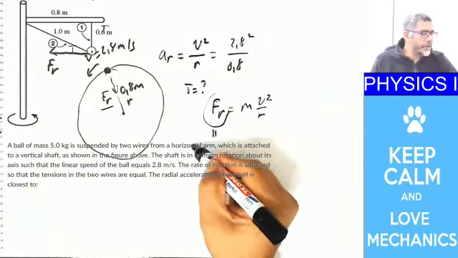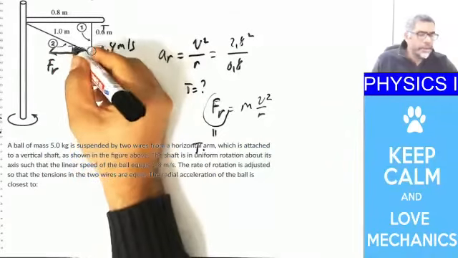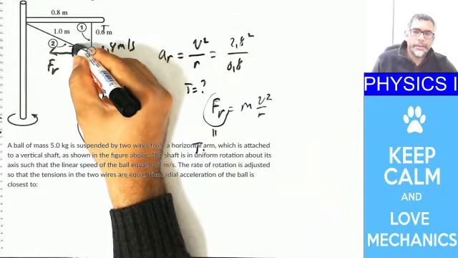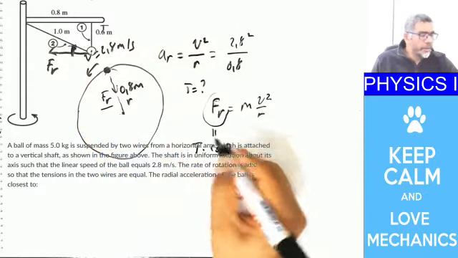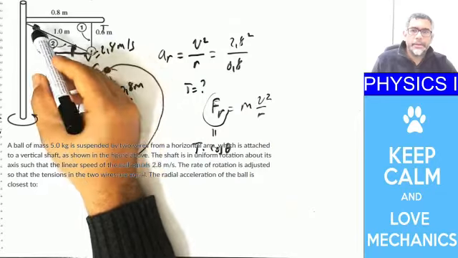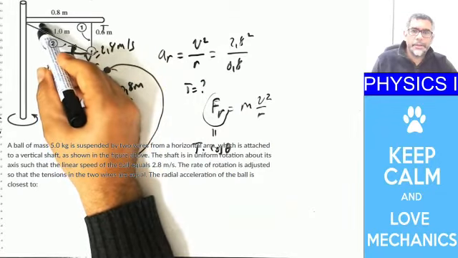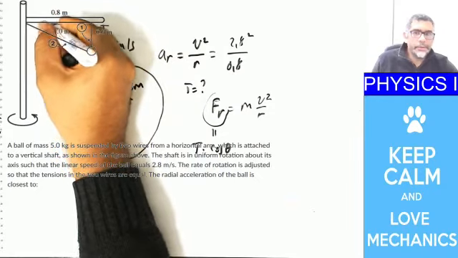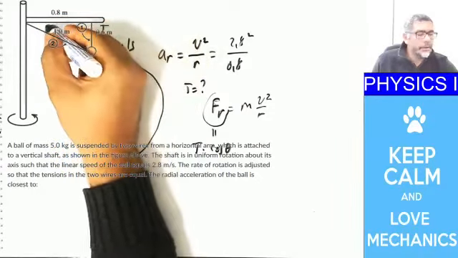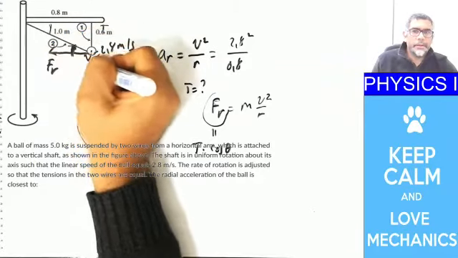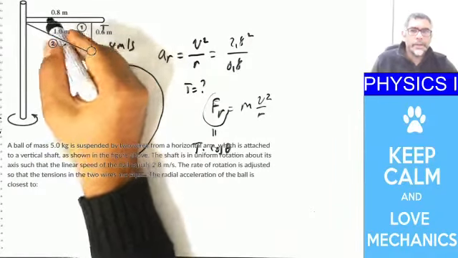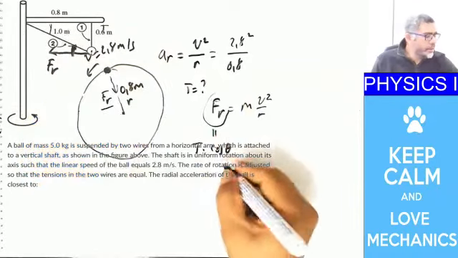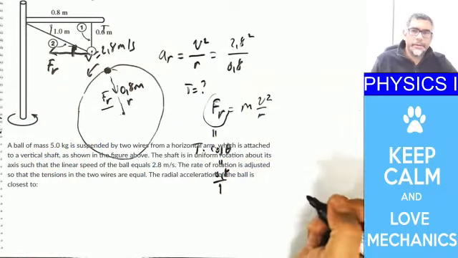And this is nothing but the tension multiplied by the cosine of this angle, let's say theta. The cosine of this angle and this angle are just equal to each other because they are inverse angles. Let me draw over here. This angle and this angle are equal to each other. And the cosine of this angle is nothing but 0.8 divided by 1 meter. So the cosine is 0.8 divided by 1, right?